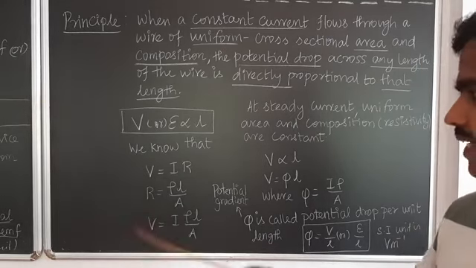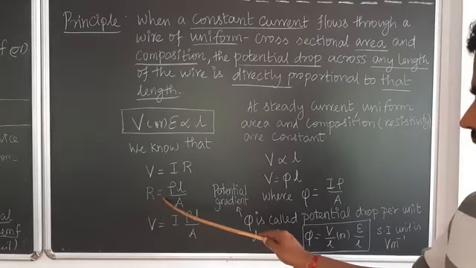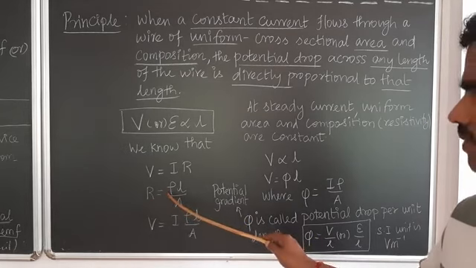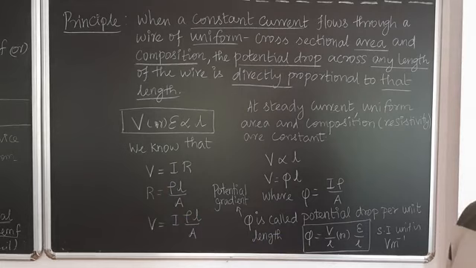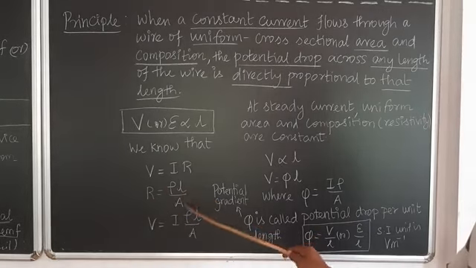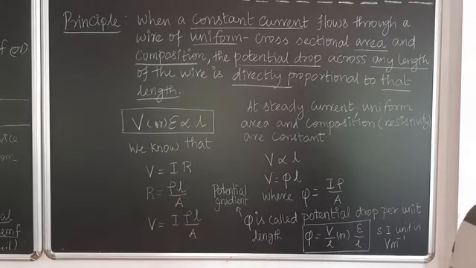And we know that the resistance R is directly proportional to length and inversely proportional to area. If we remove the proportionality, we add one constant, resistivity. Therefore, we can write R is equal to rho L by A. Rho is resistivity, L is length, A is area of cross section.